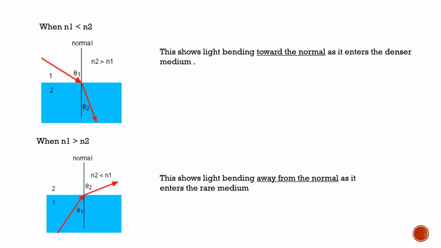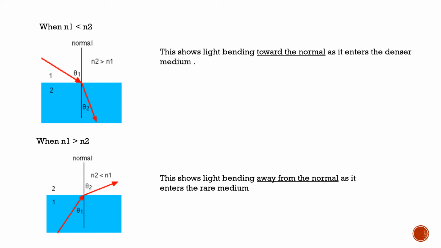In this slide, we can see how the light ray bends towards or away from the normal. In the first picture, we can see that the light ray comes from a lower index of refraction medium to a higher index of refraction medium. Therefore, the light ray bends towards the normal. It's like the light ray comes from air to the water.